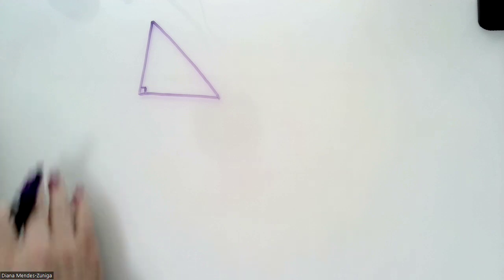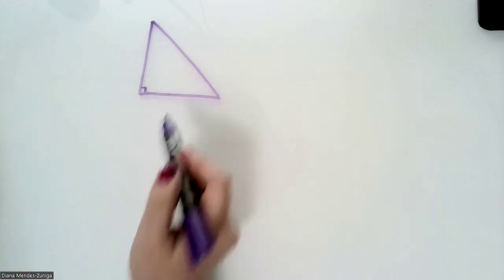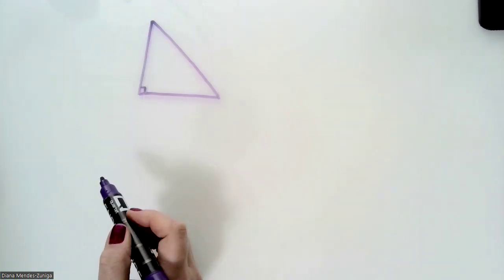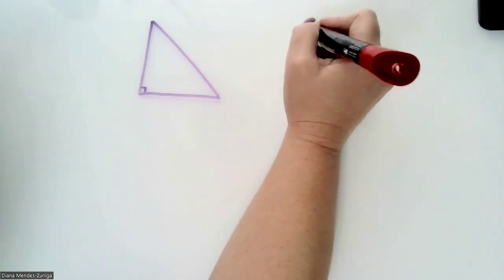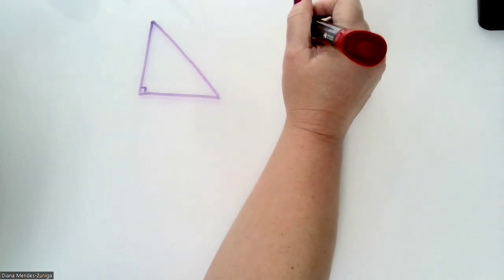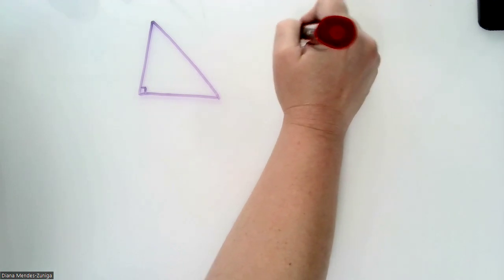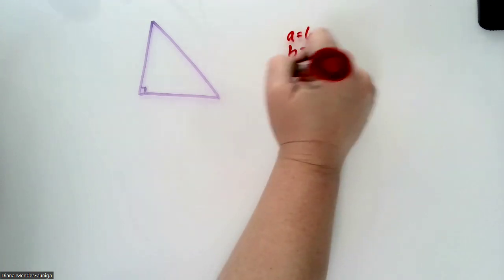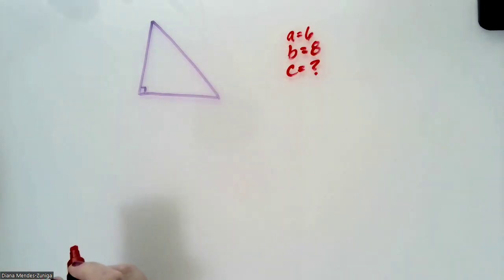Okay, once again, do not judge my drawing because I am not an artist. But let's look at our triangle here. And we have our right angle right here. And let's go ahead and put in our numbers. So if I say that A equals 6 and B equals 8, and C equals unknown. That's what we're solving for. Let's go ahead and plug these numbers in.